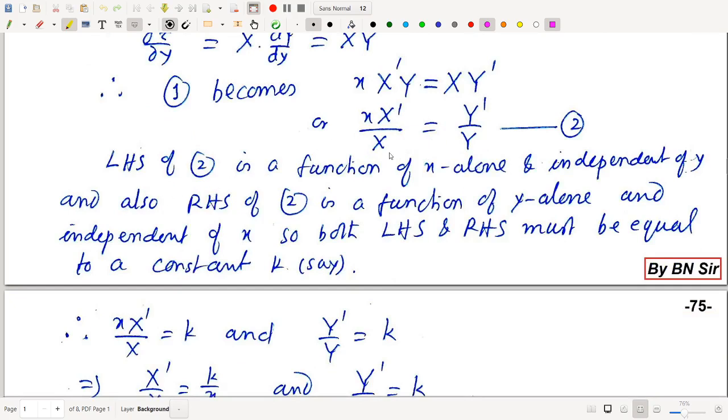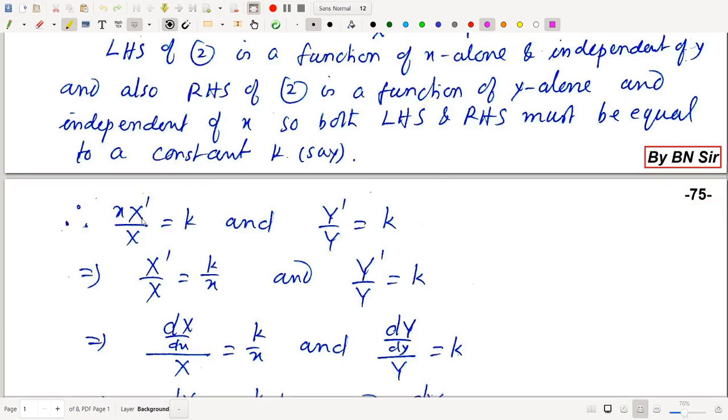So the LHS of this number 2 is a function of small x alone and independent of y, no y in the left side. And also the RHS of number 2 is a function of small y alone and independent of x, right side no x. So both LHS and RHS must be equal to a constant, because the left side is independent of y, the right side is independent of x, but these two ratios are equal. Two sides are equal, so both of them must be equal to the same constant, otherwise this will not hold. So therefore x X'/X equals k, and Y'/Y is equal to also k.